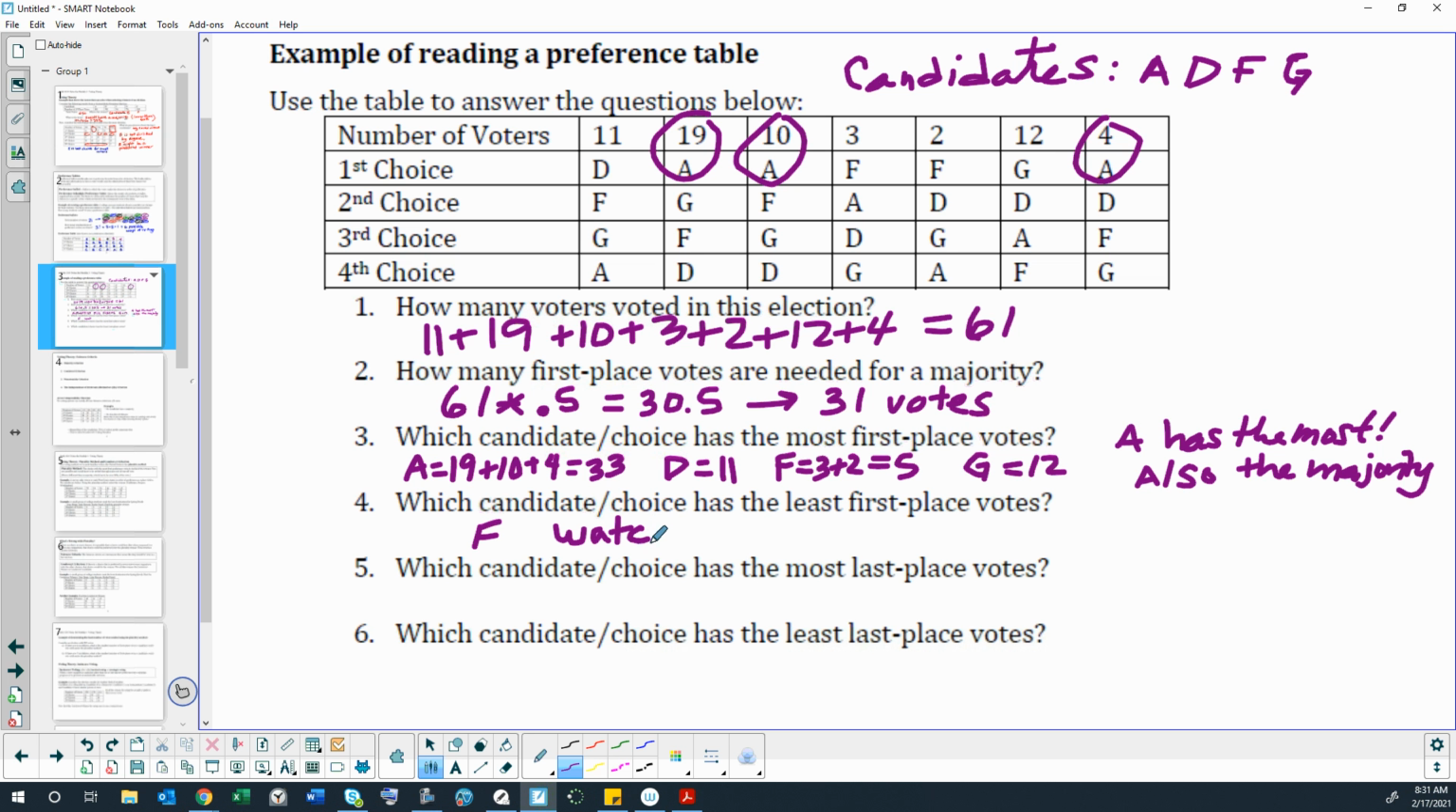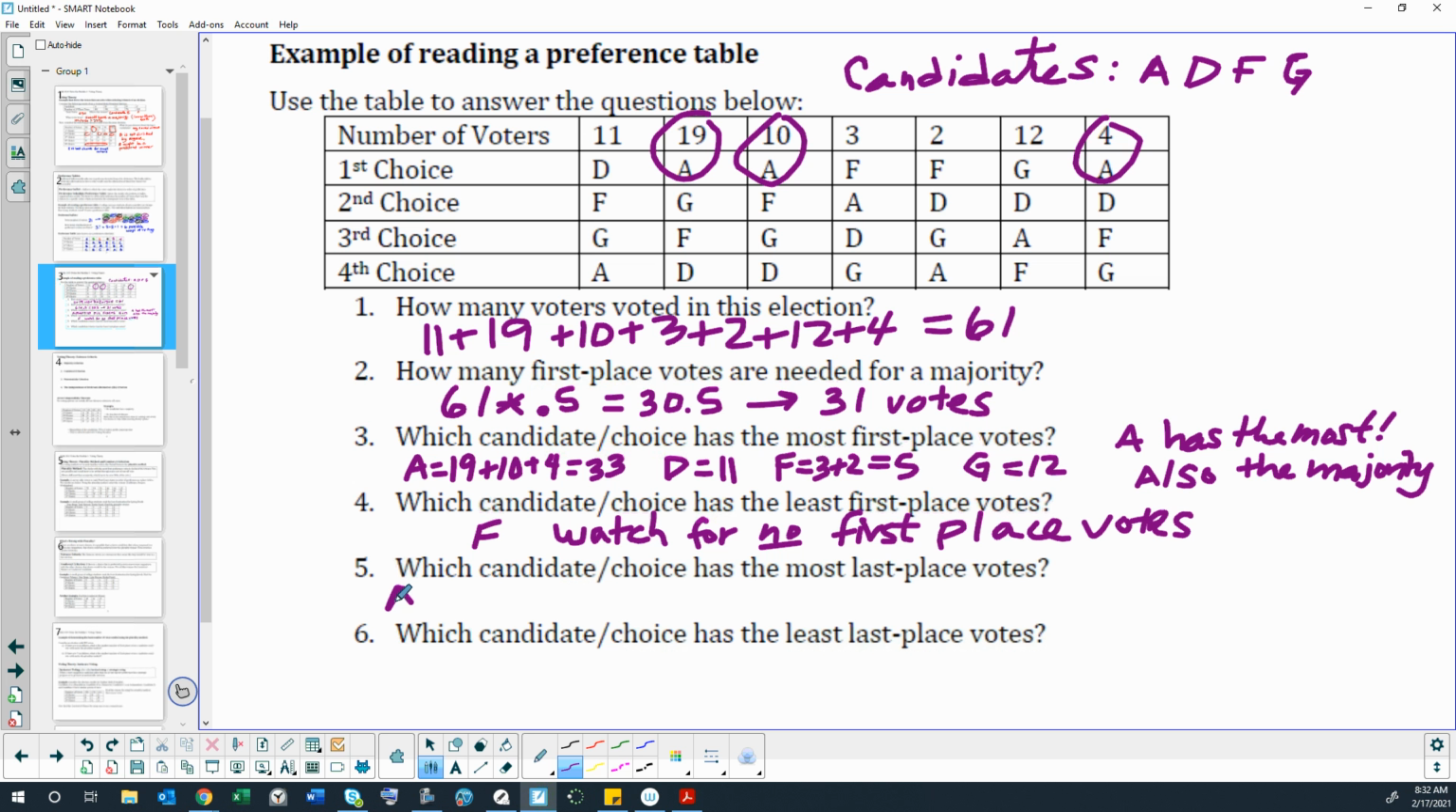Watch for no first place votes. So that doesn't happen on this problem, but it could happen. Okay, next. Which candidate choice has the most last place votes? So let's count those up.